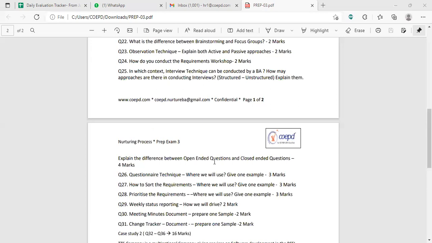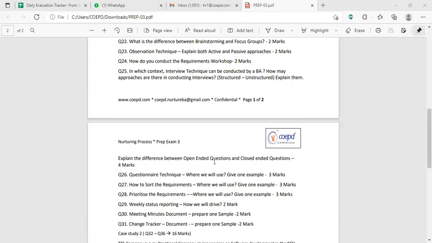26 one speaks about questionnaire technique. Where will we use? Give an example. So here you should use a questionnaire technique. Where will we use this technique? And you can also give one basic example as to where a questionnaire or a survey technique would be the best one. Okay. 27th one speaks about how to sort the requirements.